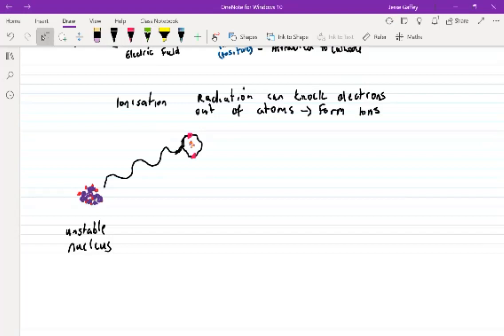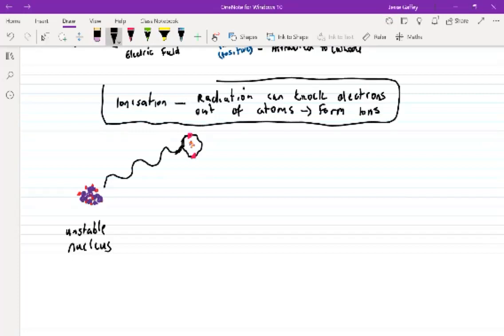Ionization means to create ions by removing electrons. So this radiation is capable of knocking electrons out of other atoms. Now, all of these nuclear radiations, all of these radioactive emissions are capable of knocking electrons out of atoms. Now, if we take the second type of radiation, we look at beta particles. Remember, a beta particle is essentially just an electron.